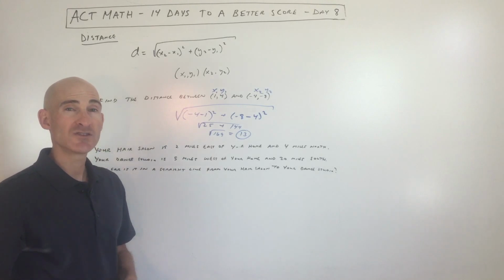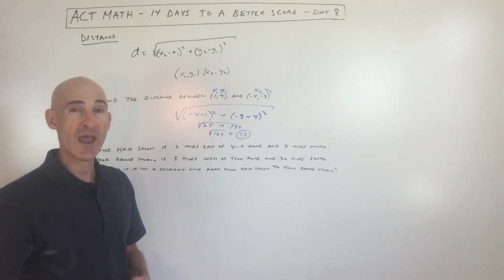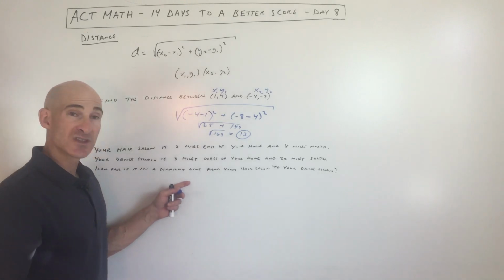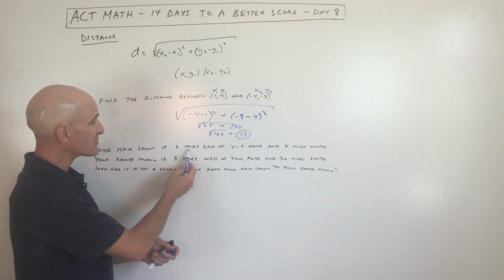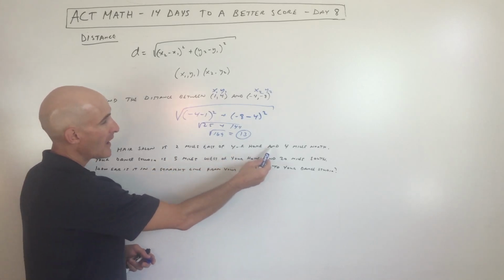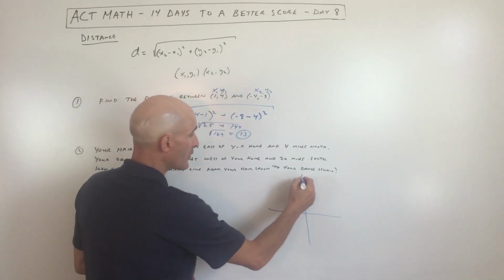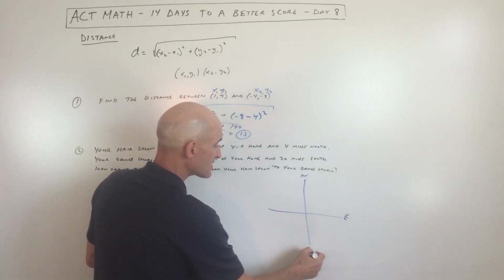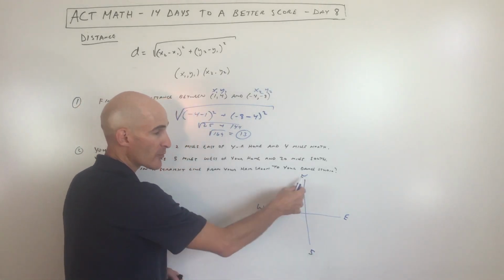Now normally they give it to you in a slightly different format, and you might not even recognize that it's the distance formula that they're asking for, and that's what this second example addresses. So let's look at this one. It says your hair salon is 2 miles east of your home and 4 miles north. So let's just draw this like so. Okay, we've got north, east, south, and west. Never eat sour watermelon, right?